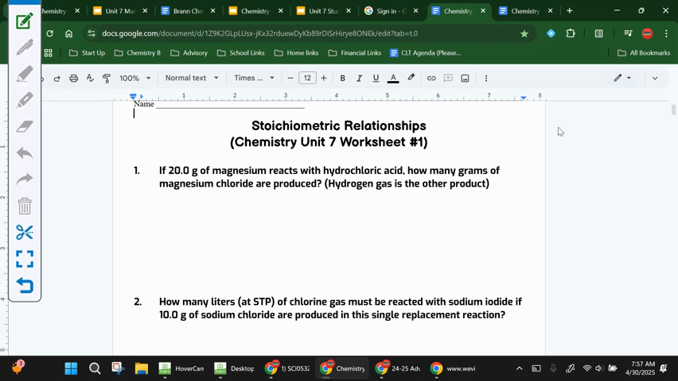Yes, but this is not, this is a gas. Okay? Check that formula. Check that formula.